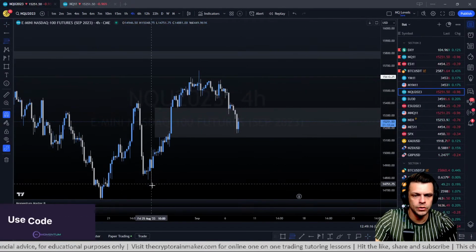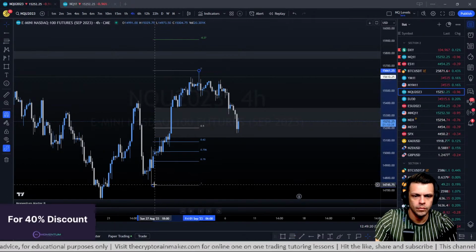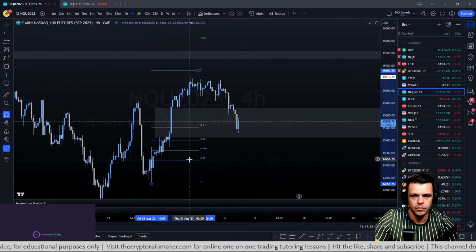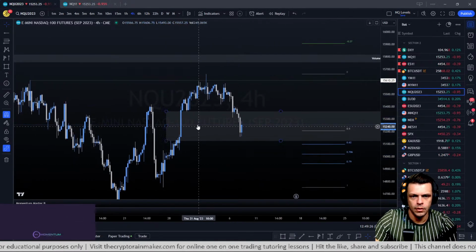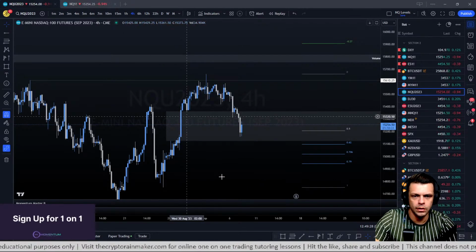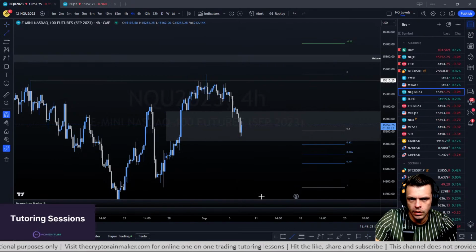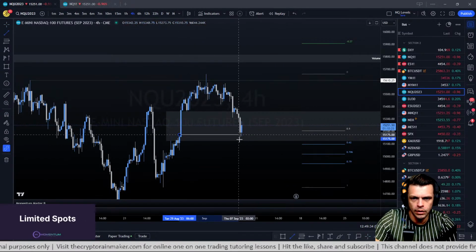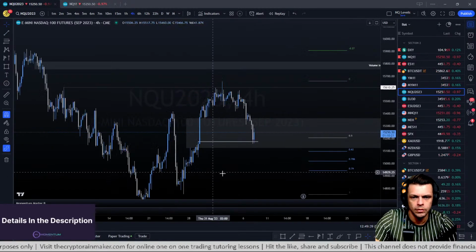Let's get a Fibonacci from this low. Yeah, also a bit of an imbalance right there. See how it came almost exactly to that low of the fair value gap, just tapped into it and started to move away from it.